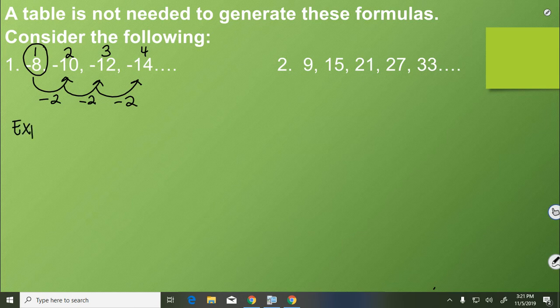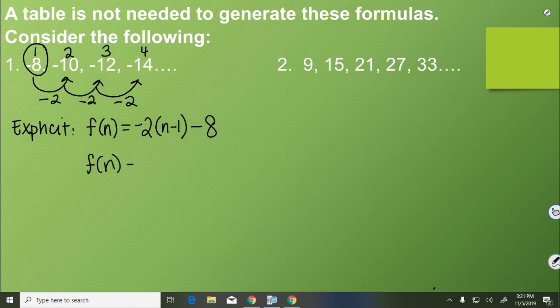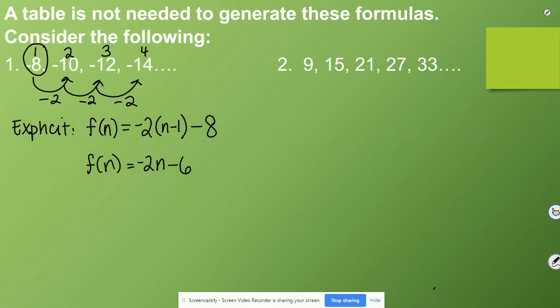So explicitly, this is a of n or f of n. I'm going to go with f of n equals negative 2 times n minus 1 minus 8, because we're starting with negative 8 as our explicit formula. If we went back 2 more, we would get negative 6. So this would be equal to negative 2n minus 6. And if I plug in 1, negative 2 times 1 minus 6, that's negative 2 minus 6. There's our negative 8. So it generates the same sequence.